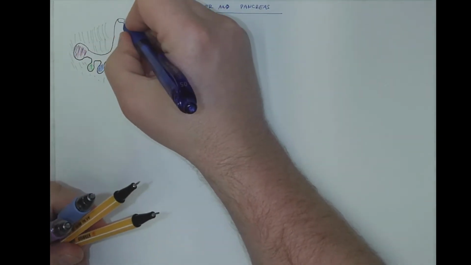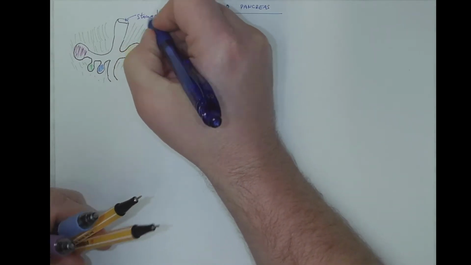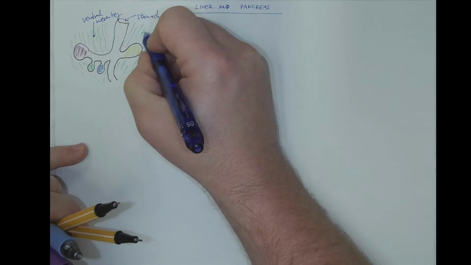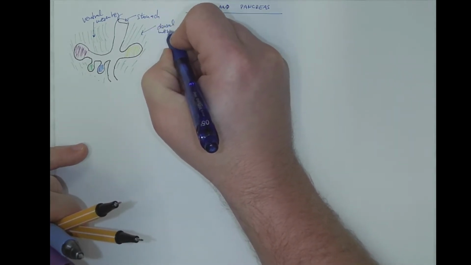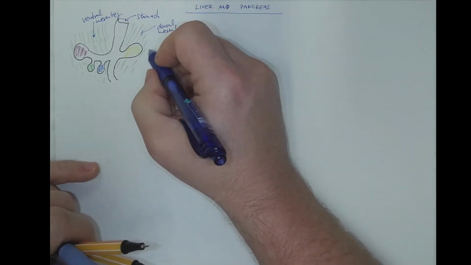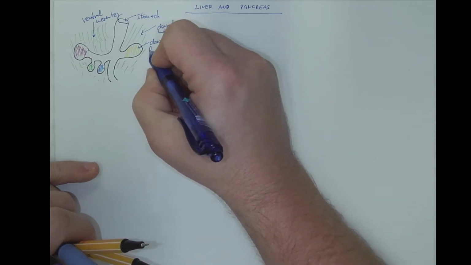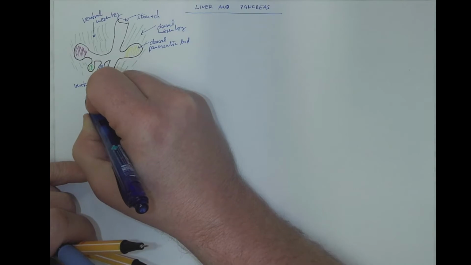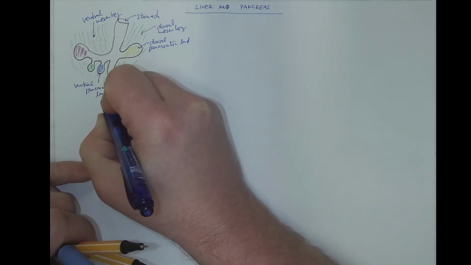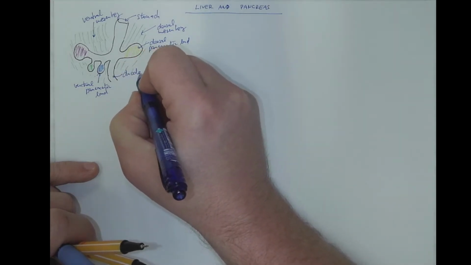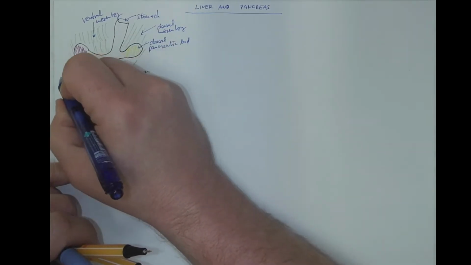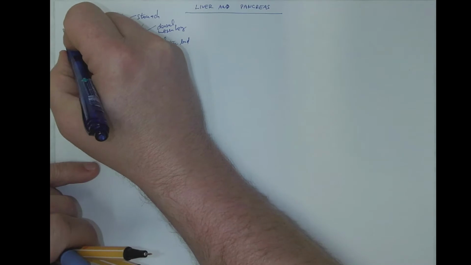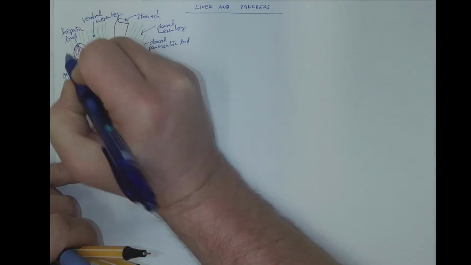So if this is the stomach, here is the ventral mesentery, the dorsal mesentery, then this is the dorsal pancreatic bud, this will be the ventral pancreatic bud, this is the duodenum, this will be the primordium of the gallbladder, and this is the liver bud, or hepatic bud, the primordium of the liver.